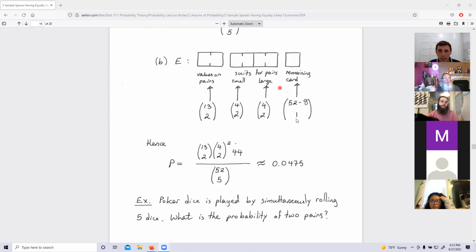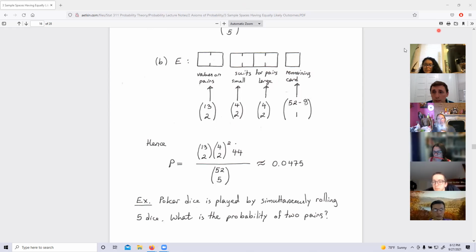Yes, Chiari, let's see, very good. I think, right? Why is it 52 minus 8? Choose 1. I think 11 choose 1, right? Not 10, but 11 choose 1. Aside from that, I think, and then on the denominator choose 5, right, Chiari? But aside from that, all good.